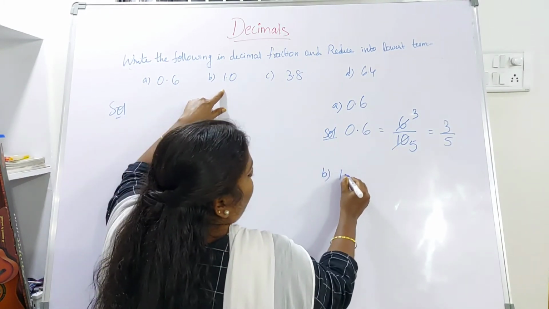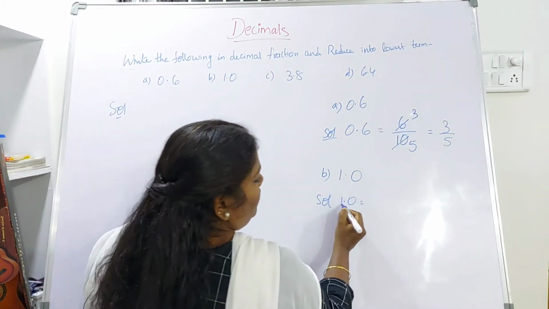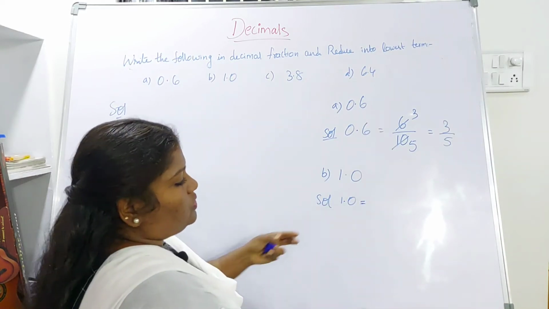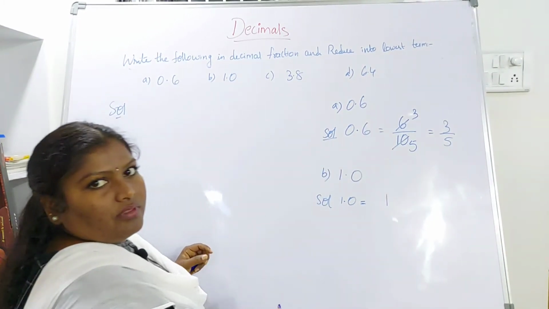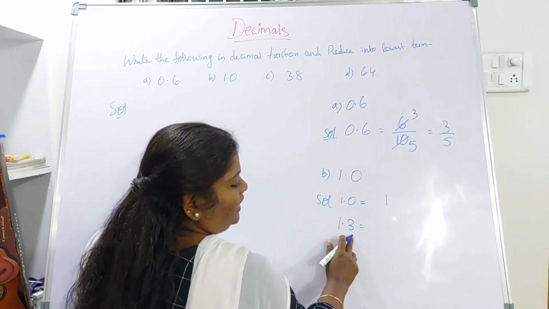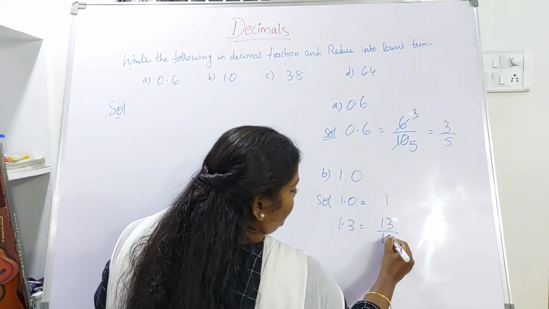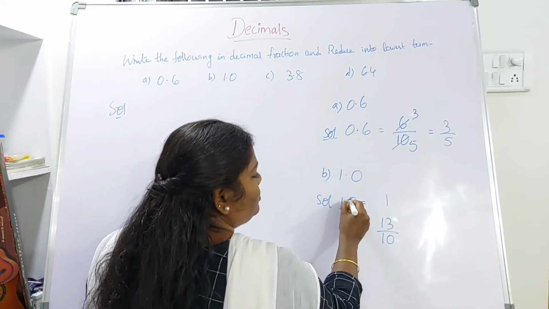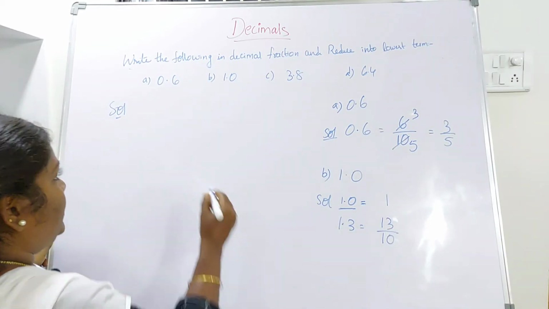It is 1.0. Now the second one is 1.0. After the decimal point you have a 0. So 0 doesn't have any value, and this can be written as just 1. If you have a number like 1.3, then I can take it as 13, and after the decimal point you have one digit, so I can write it as 10. But here you have 1.0 where 0 does not have any value, so I can just write it as 1.